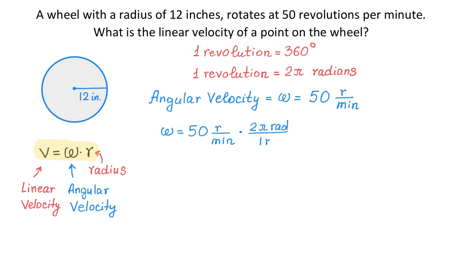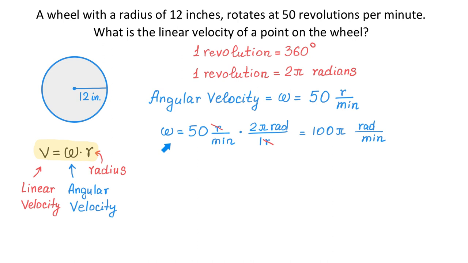Now, we will cancel the units for revolution, and we will be left with radians per minute. From here, 50 multiplied by 2 pi is 100 pi. Then the angular velocity will be 100 pi radians per minute.